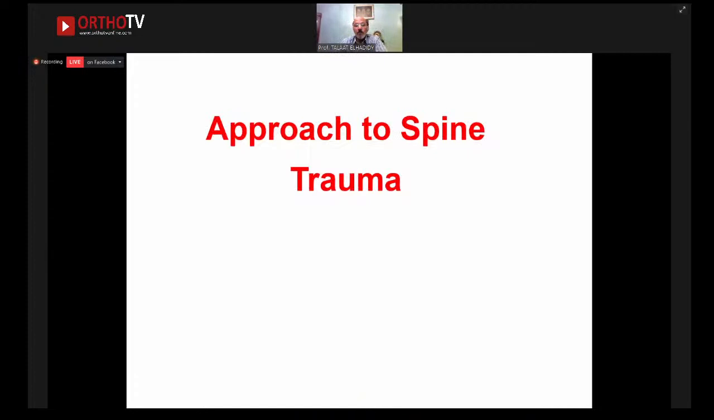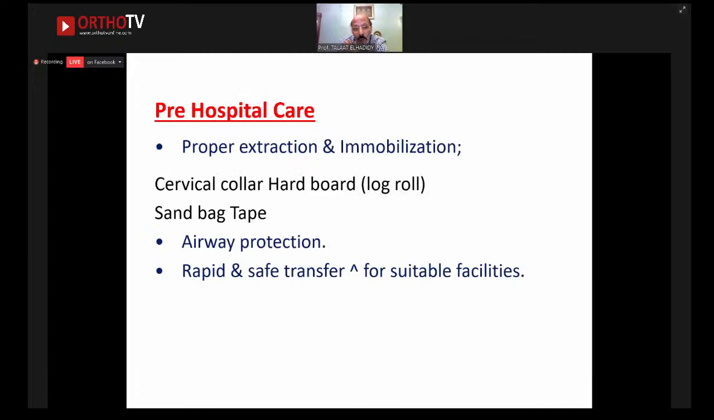How to approach a spine trauma? This is very important. There is pre-hospital care at the scene of the accident. We have to be careful in extracting the patient from the vehicle and immobilize the cervical spine by collar, the spine on a hardboard, by rolling the patient, not by lifting the patient from the legs and the arms. And we should tape the patient to the hardboard to avoid any unnecessary movement. We should maintain an airway, especially if there is a cervical injury. And he should be rapidly and safely transferred to a specialized hospital for spinal injuries.